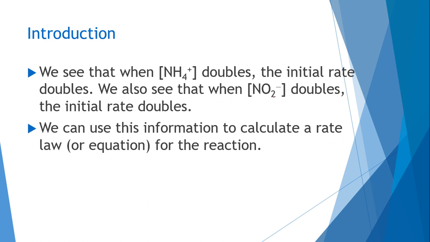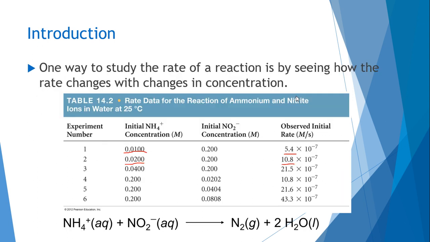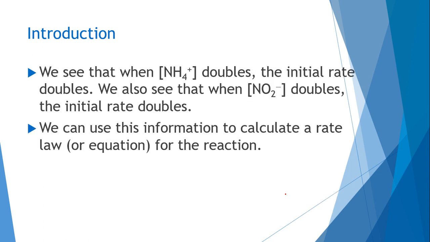And we're also going to see that when NO2-, doubles, we are also going to see that the rate doubles again. So if we look back at this table here, if we see from 0.0202 to 0.0404, notice I'm doubling it there. We're going to see that the rate again doubles, 10.8 to 21.6.